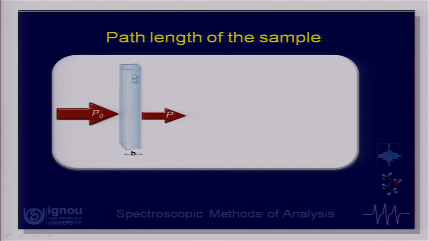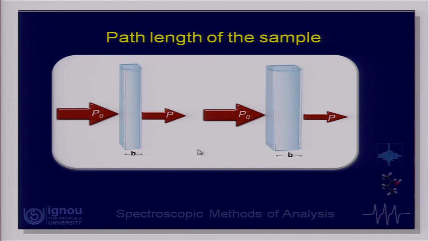Now, suppose I take my sample in this cuvette or the sample holder over there, and radiation passes through that. This is my incident radiation, this is what comes out of it. But if I take the same thing in a larger container, now when the radiation passes through this, the transmitted radiation will be of lesser intensity.